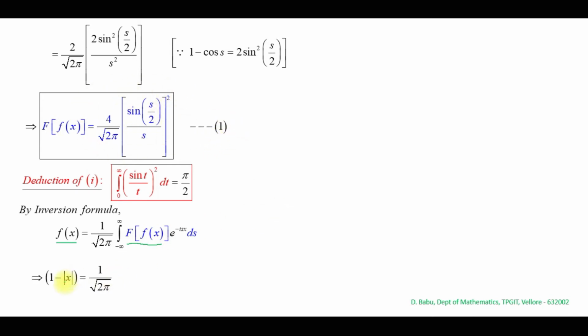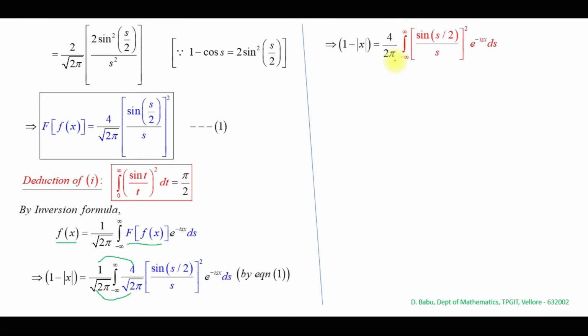This implies 1 minus mod x equal to 1 divided by square root of 2 pi. F of x is given in the problem as 1 minus mod x, which is equal to 1 divided by square root of 2 pi, integration from minus infinity to plus infinity. From equation 1 we have minus infinity to plus infinity 4 divided by square root of 2 pi, sin s by 2 divided by s, the whole square, into e power minus isx into ds.